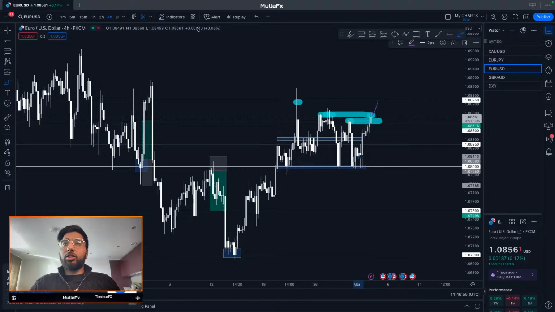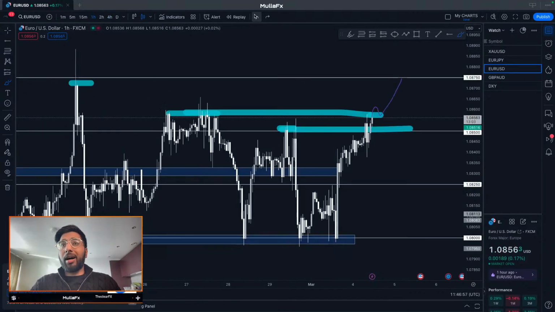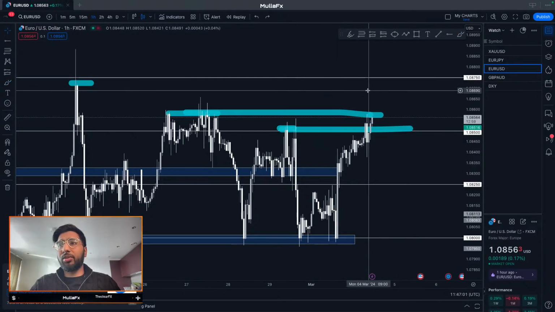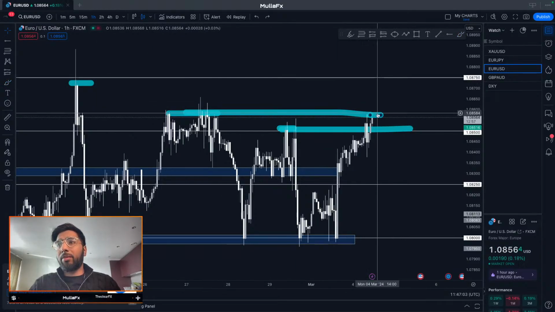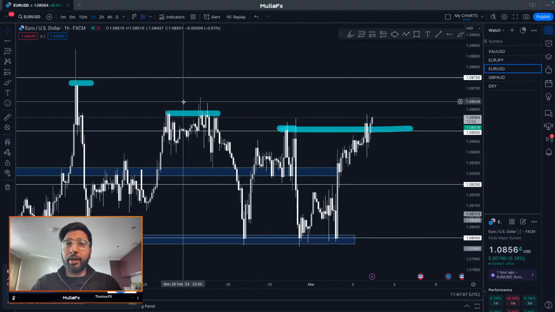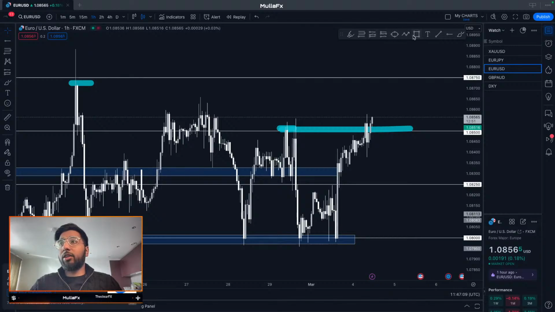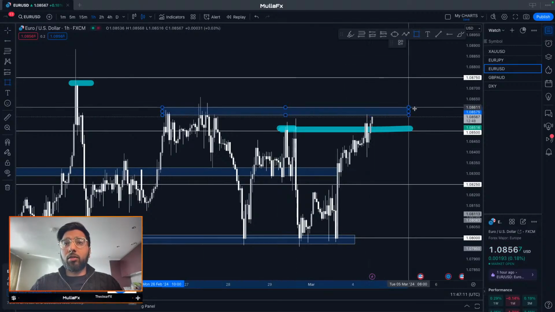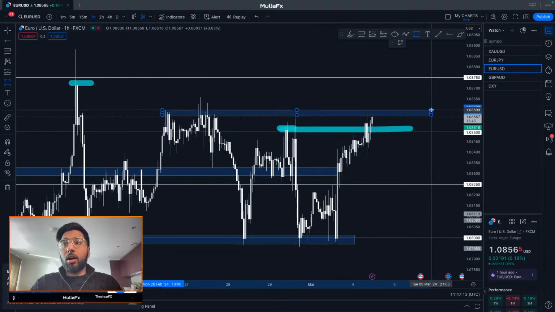So what am I interested in with Euro USD? Well, I'm interested in buys. I'm interested in a bullish move with Euro USD. Most likely going to wait for price to break this level right here. I'm actually going to draw a rectangle at this point because this is the level that we are interested in now. So let me just draw a rectangle at this level right here.